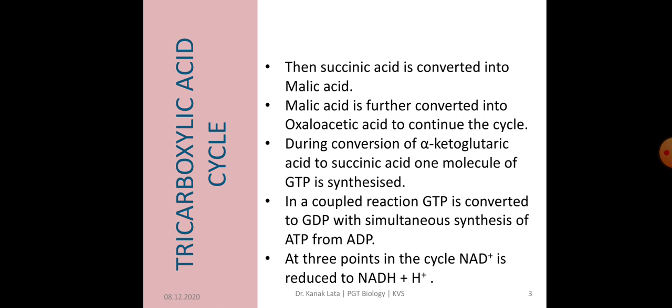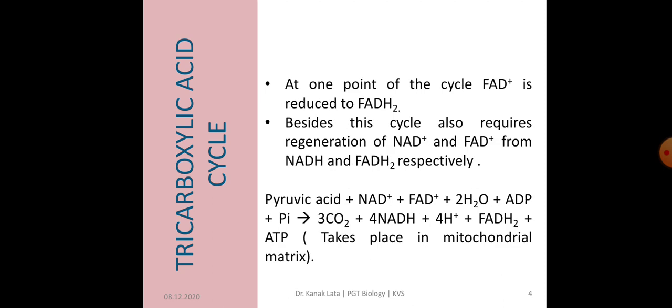At 3 points in the citric acid cycle, NAD plus is reduced to NADH plus H plus. The 3 points are: first, during the conversion of citric acid to alpha ketoglutaric acid. Next, during conversion of alpha ketoglutaric acid to succinic acid. And at last, during the conversion of malic acid to oxaloacetic acid. Besides this, at one point of the citric acid cycle, FAD plus is reduced to FADH2. This occurs during the conversion of succinic acid to malic acid.